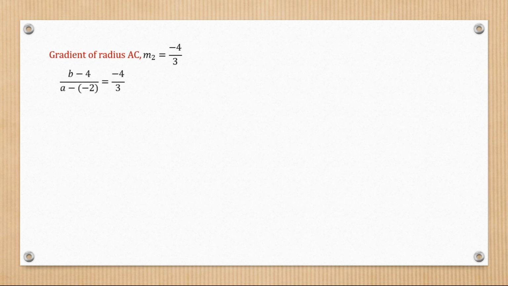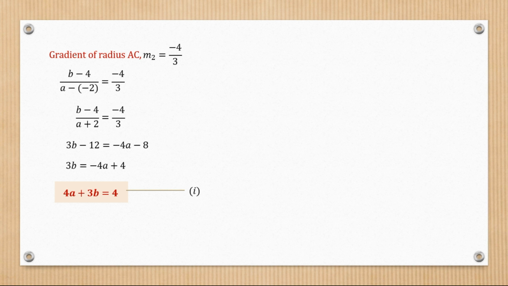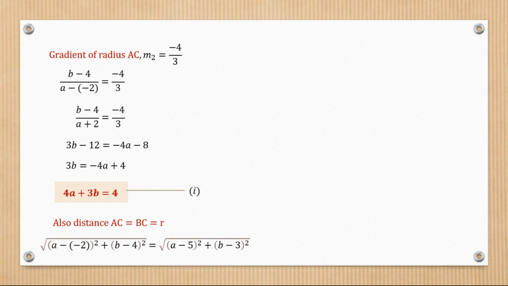Now I can see that on that line, (b minus 4) over (a minus negative 2) is equal to negative 4 over 3, of which this is what I'll have. So when I cross multiply, I will find the equation 4a plus 3b being equal to 4, and that shall be called equation 1. Now we can also see that it is true that the distance SC is equal to BC is equal to R. So now we shall equate the distance SC to the distance BC to find another equation that we shall solve simultaneously with this one.